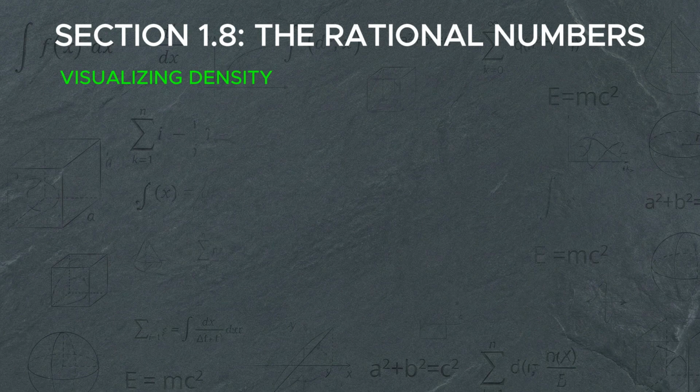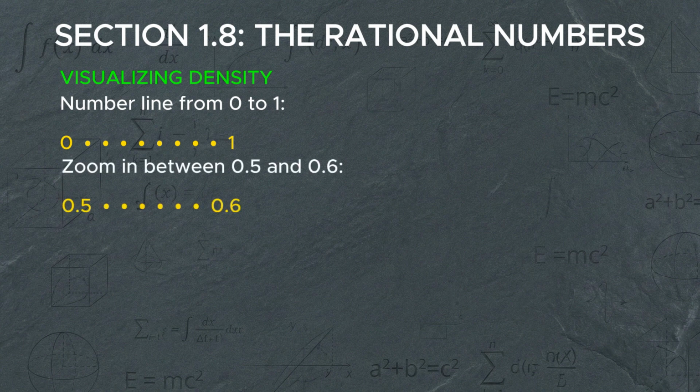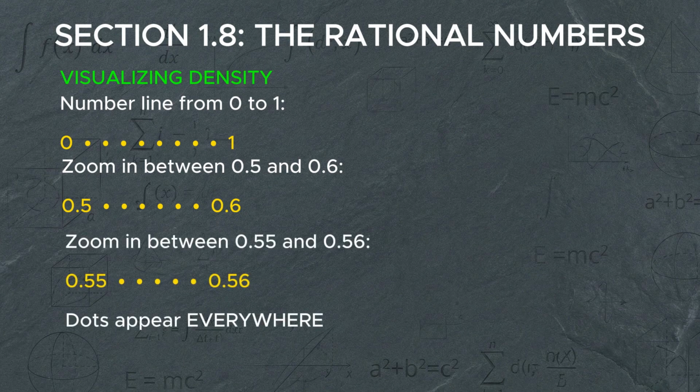They're everywhere. Between 0 and 1, there are infinitely many fractions. Between 0.5 and 0.6, infinitely many more. Between 0.55 and 0.56, infinitely many more. The rationals seem to fill the entire number line. It looks like a solid, continuous line.